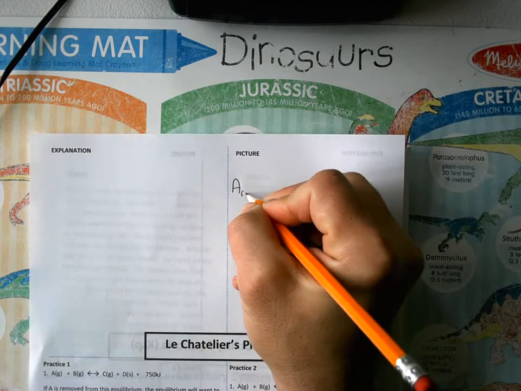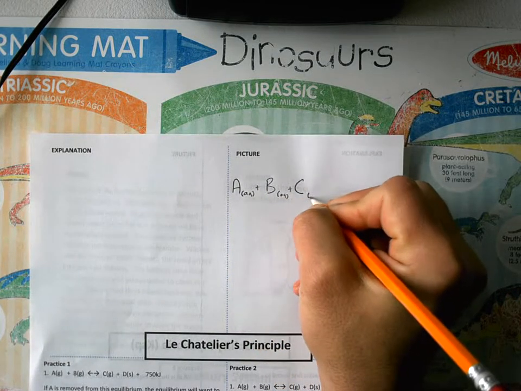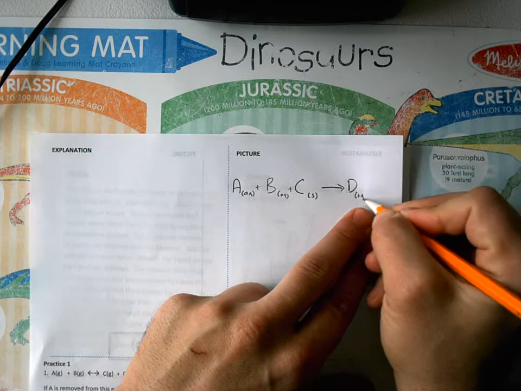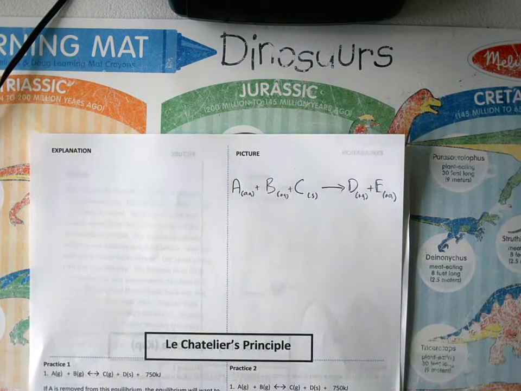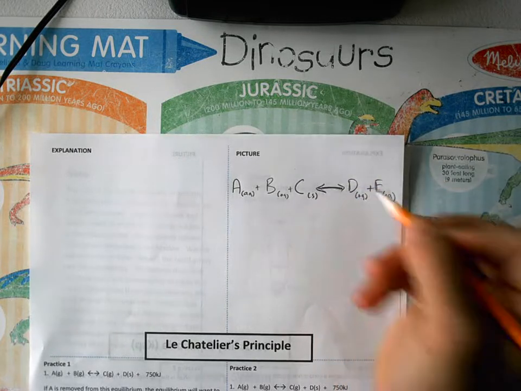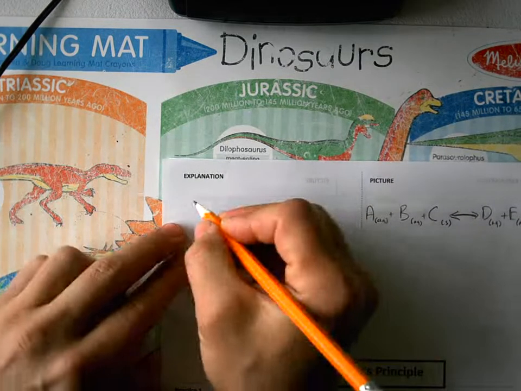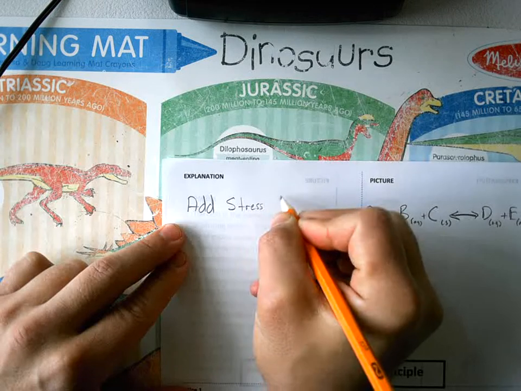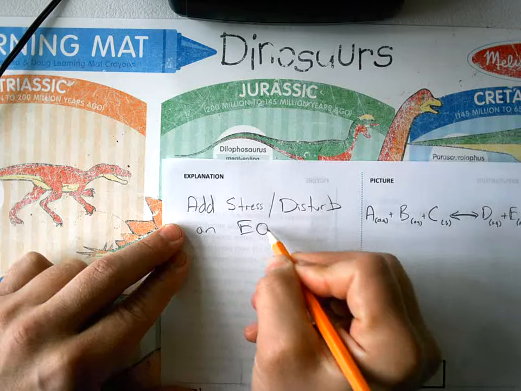So we have maybe this A solution reacts with this B solution and this C solid to produce maybe this D solution and this E solution. Now because it's an equilibrium, we want to get our double arrow in here. And then the Le Chatelier principle is all about when we add a stress, or another way to think of it is we disturb an equilibrium.